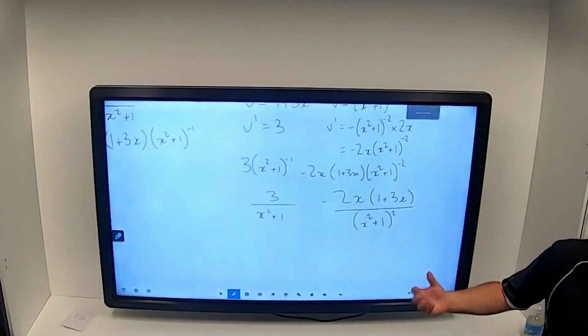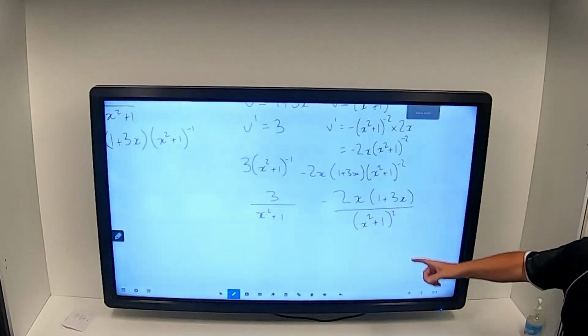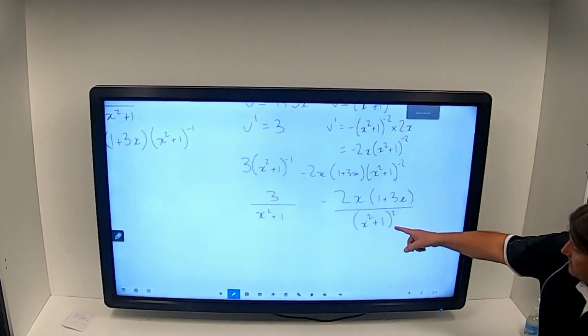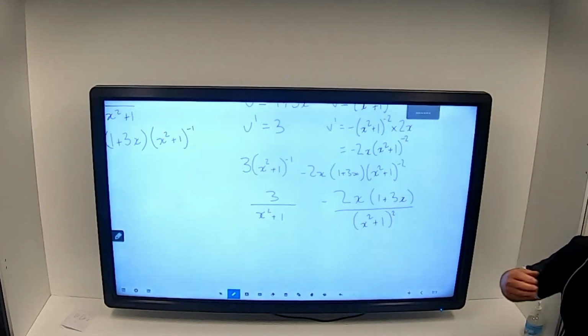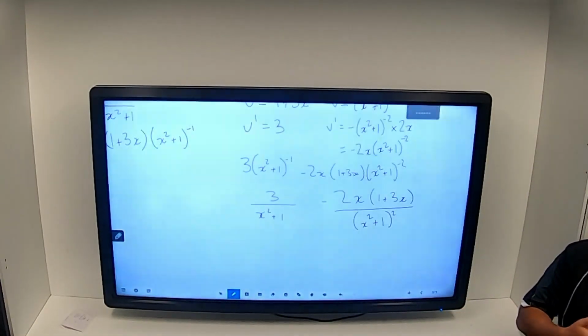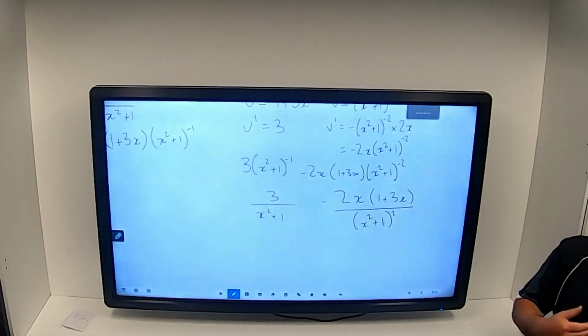It's not a crazy long thing to have to do, just to find that the lowest common denominator is going to be x squared plus 1 all squared, of course, but it is extra time and a bit of mucking around, a chance to make a careless mistake. I don't recommend doing it. I recommend using the quotient rule.